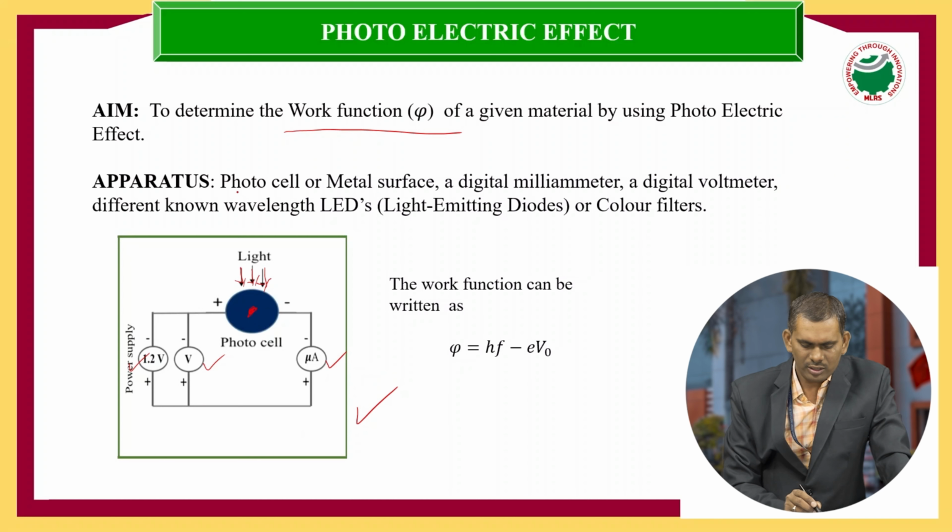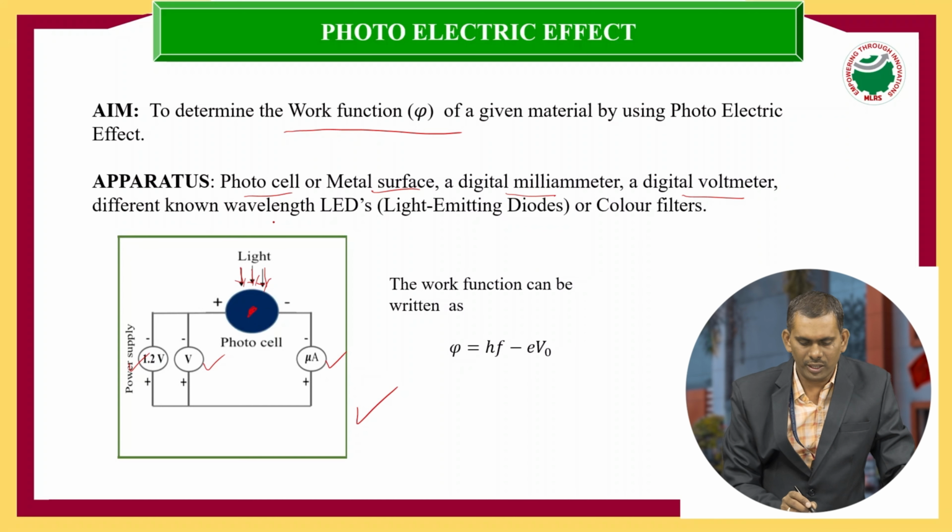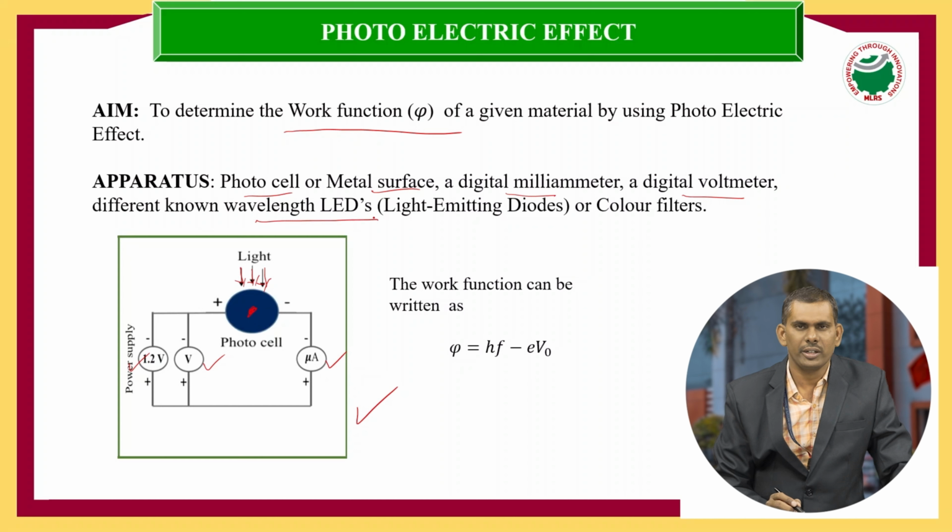Here you can see the apparatus we are using in this experiment: photocell, metal surface, digital milliammeter, digital voltmeter, and different wavelengths of LEDs. Different wavelengths means different colors of LEDs we are using. In place of different colors, we can use color filters. We can use one light source which emits white light.